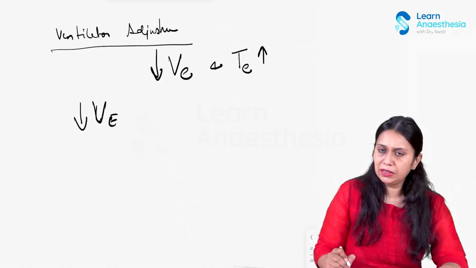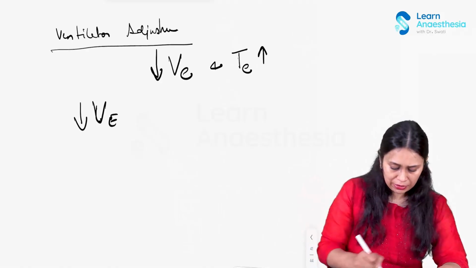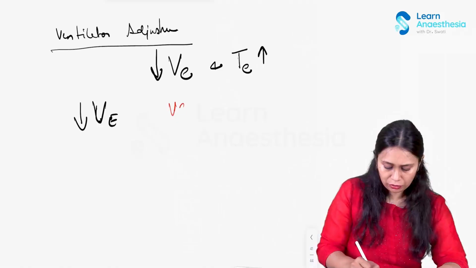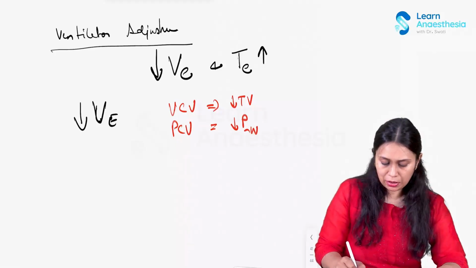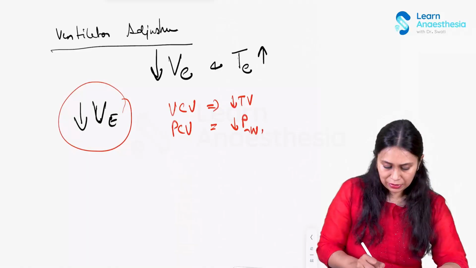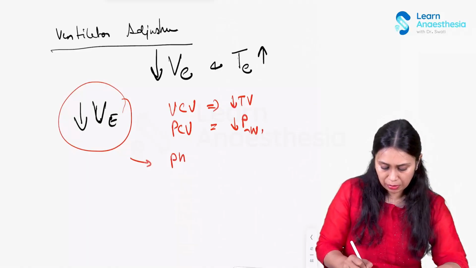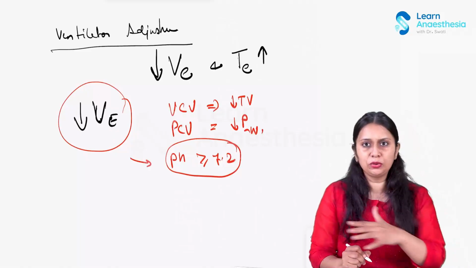We have to decrease the tidal volume by doing the setting. In case of volume control ventilation, simply we have to decrease the set tidal volume. In case of pressure control ventilation, we have to decrease the set pressure, right? And the target should be that we can maintain pH above or equal to 7.2. You cannot let respiratory acidosis also happen.